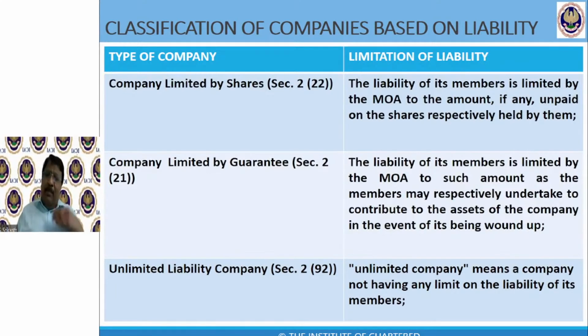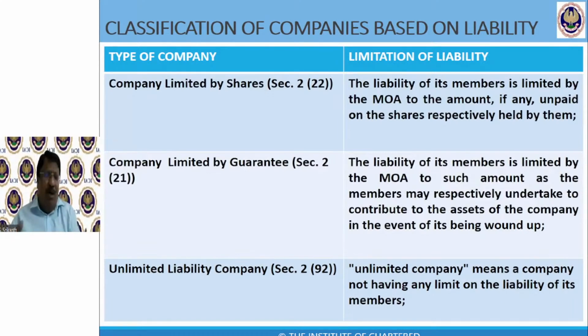Okay. Unlimited companies are also there. Unlimited liability companies are also there. Means there is no limit on the liability of its members. Some firms will want to come under this category and become unlimited company because even an unregistered company like a firm can be wound up under the Companies Act. Therefore, they will try to come here and they will be called unlimited company.